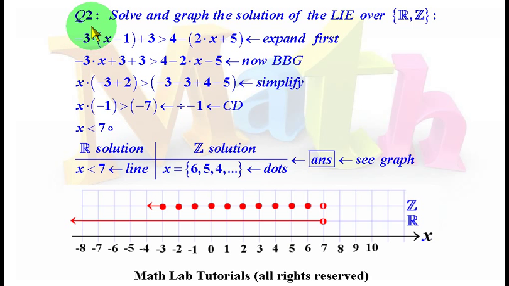Let's look at the first question, Q2. It says solve and graph the solution of the linear inequality over R and Z. R represents the set of real numbers, and Z represents the set of integers. So they want a solution over the real numbers and then over the integers. So let's have a look at the inequality. When you stand back, the first thing you try to do is locate the inequality symbol. There it is right there. It says greater than.